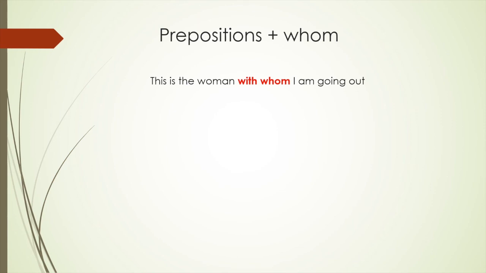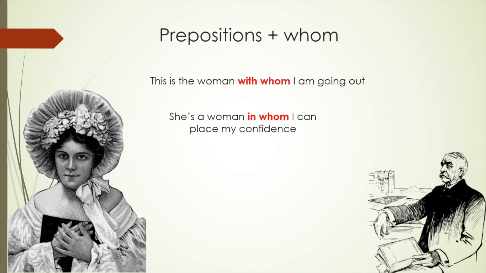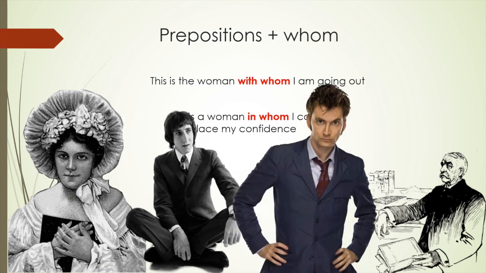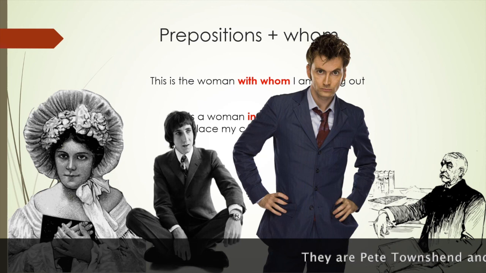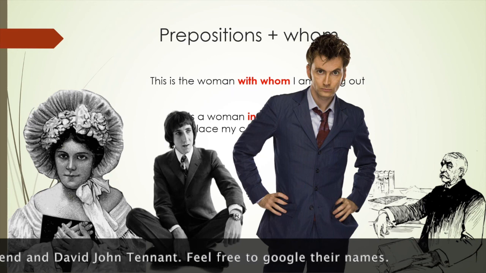Whom: this is the woman with whom I am going out. She's a woman in whom I can place my confidence. Who talks like that? Probably this man, when he refers to this lady. So what I'm trying to tell you is this is extremely formal, stuck up, I would say a little haughty. If you talk like that, you need to probably use a certain kind of accent. But in the war between whom and who, this is what's going on. Who is clearly winning.